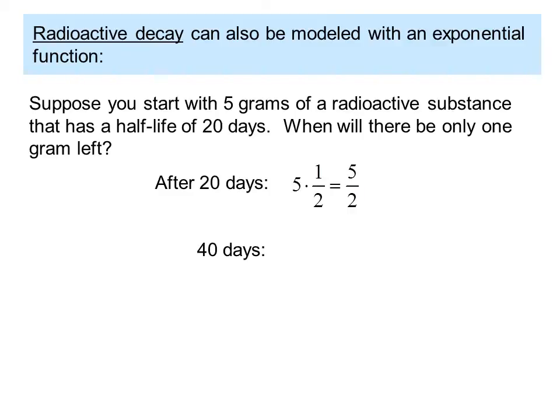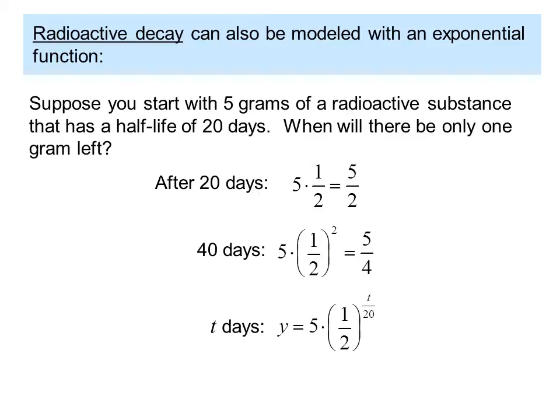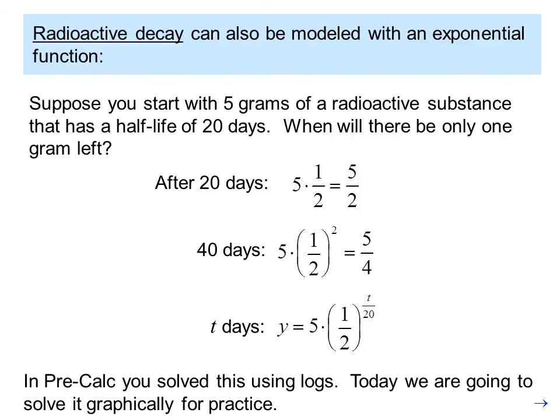After 40 days, that is 20 more days, the amount left will be cut in half again. So we have 5 times 1/2 squared, or 5/4. After t days, the amount left is 5 times 1/2 to the t over 20. In pre-calc, you solve this using logs. Today, we're going to solve it graphically, just for practice.